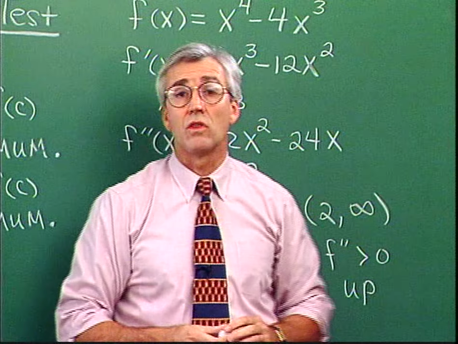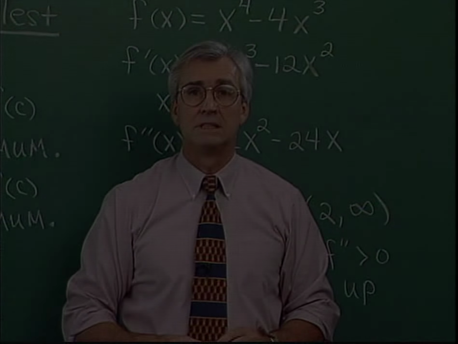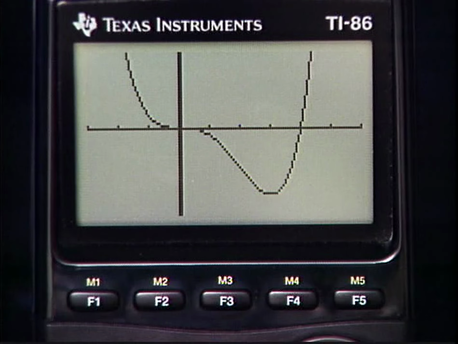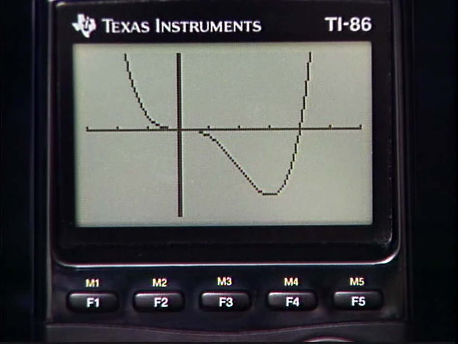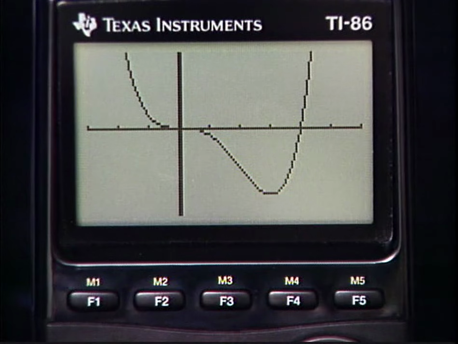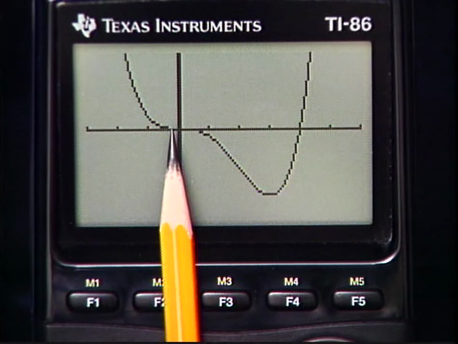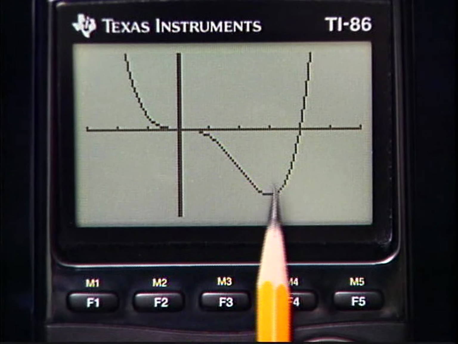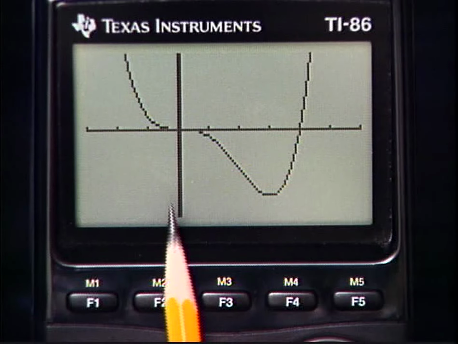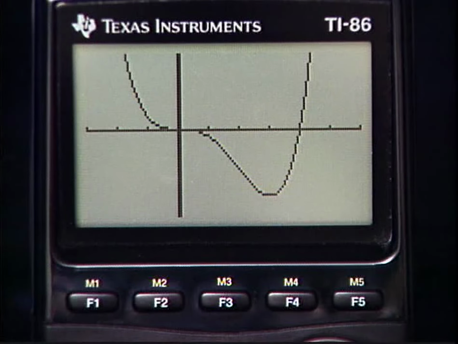Let's take a look at this one on the graphing calculator. We talked about several ideas sort of algebraically. Now we'd like to look at them graphically. Here's a graph of the original function, and notice that the function flattens at this point and we have a relative minimum here. One of the important notions about the second derivative is that the zeros of the second derivative will give us inflection points in the original graph.